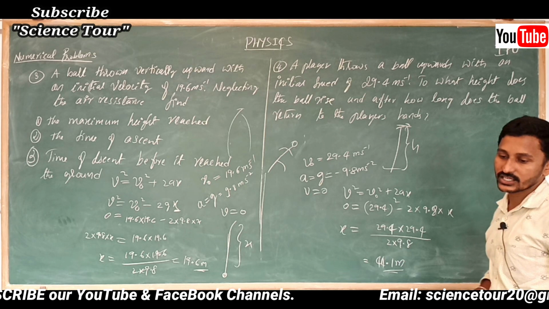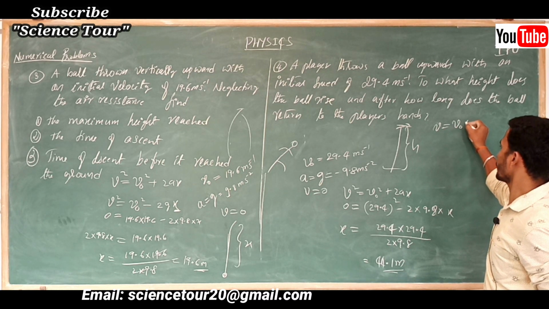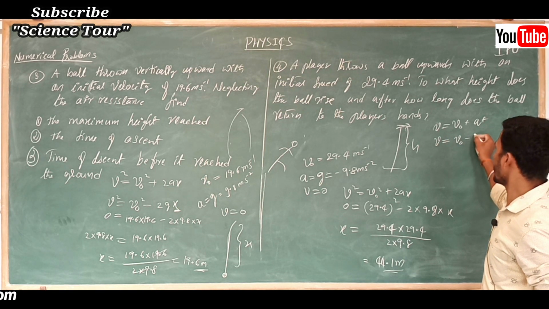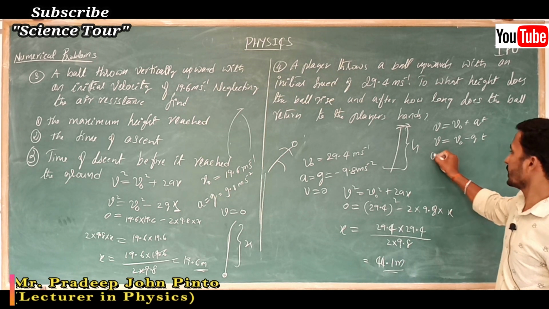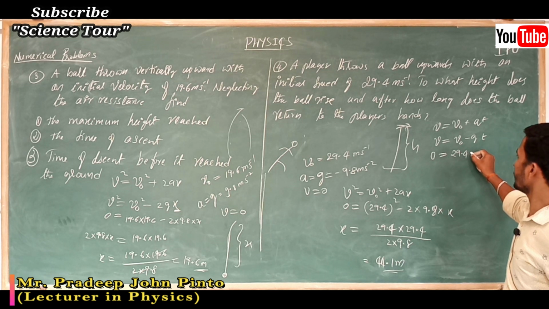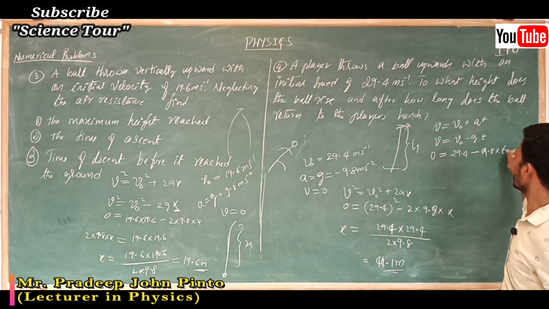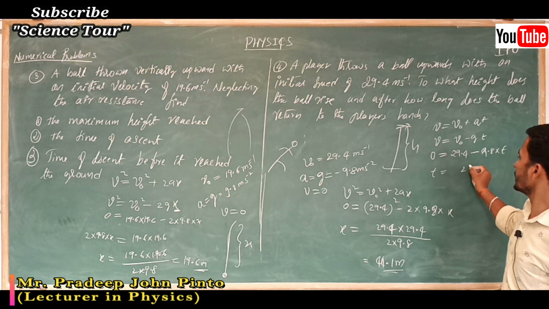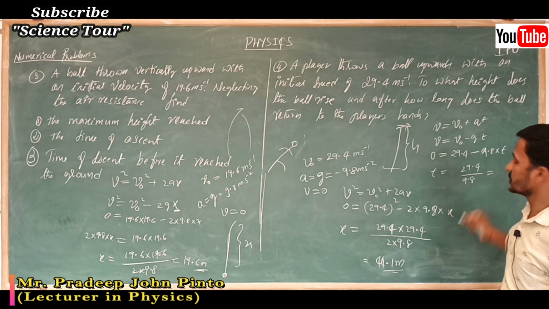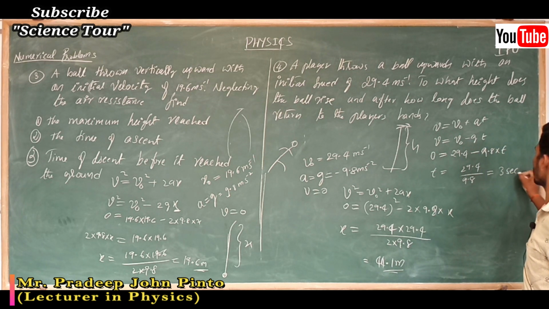That is V is equal to V naught plus AT. For this case what you have to write down? V is equal to V naught minus G into T. So final velocity is 0, initial velocity is 29.4 meter per second minus 9.8 into T. So T becomes 29.4 divided by 9.8, which is equal to 3 seconds.